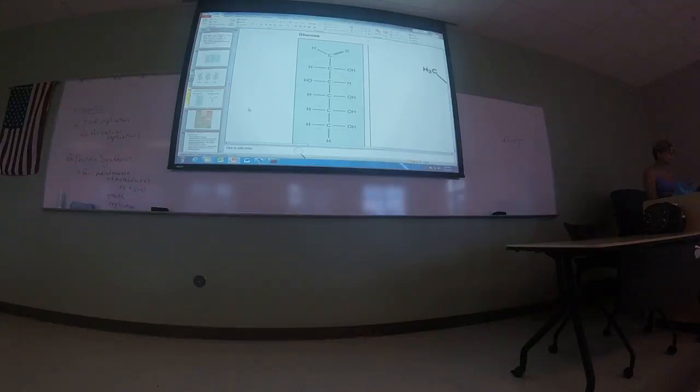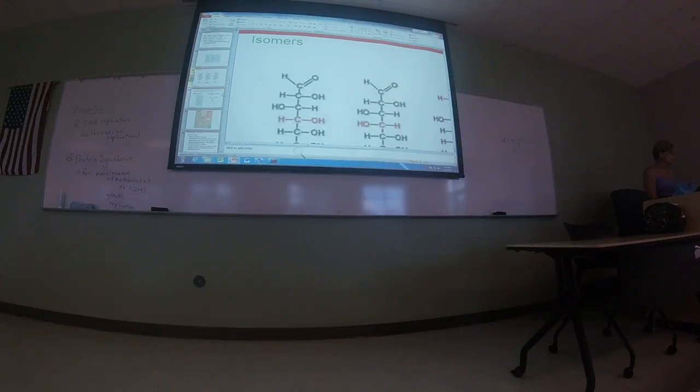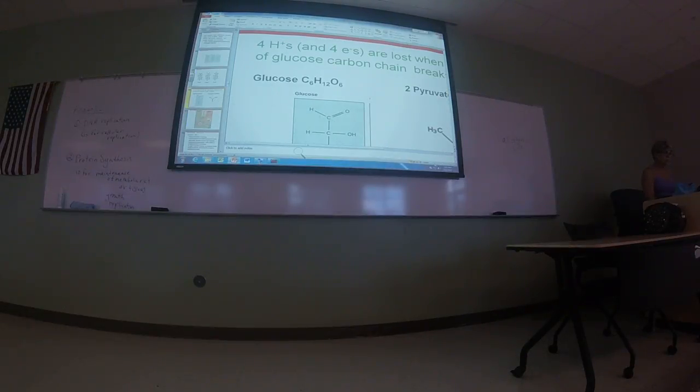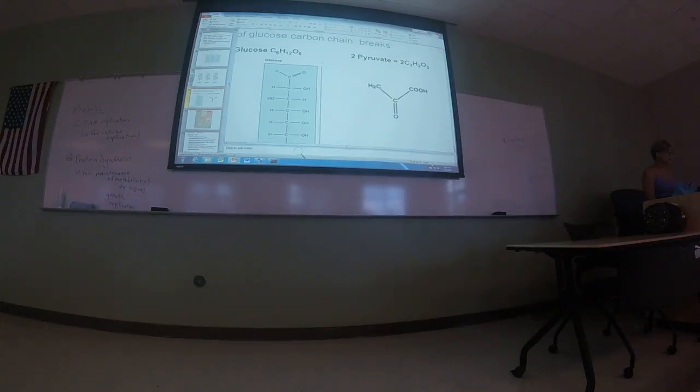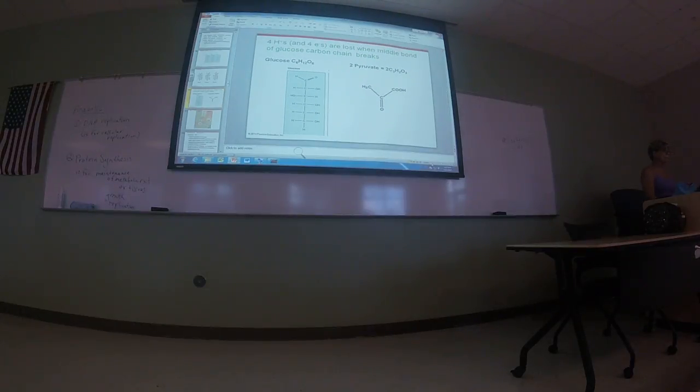Here's another one. There's your glucose molecule. This is the one from your book. See? Hydrogens and electrons are lost when you break a bond between carbons. You break your glucose into 2 pyruvates, so you get this twice. And you get electrons and hydrogens.